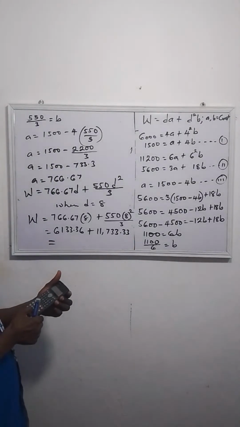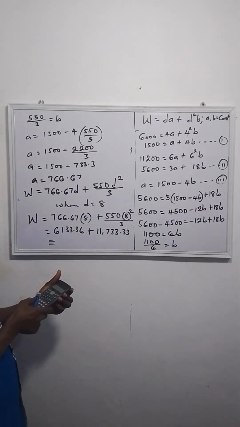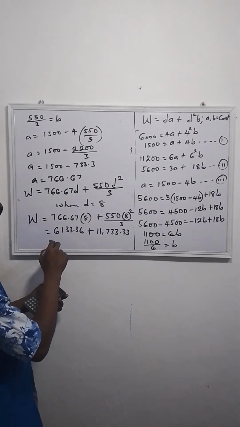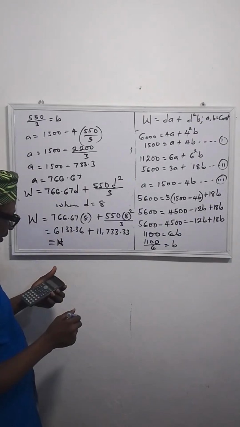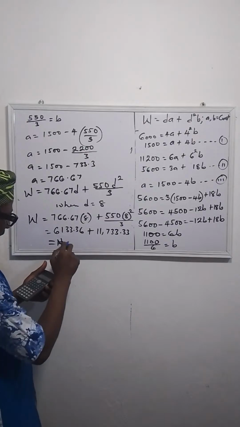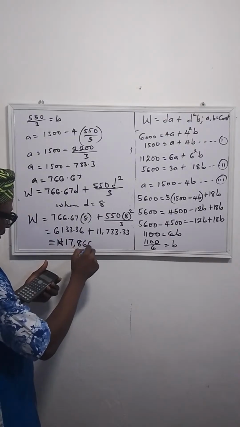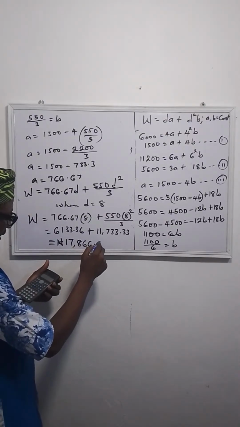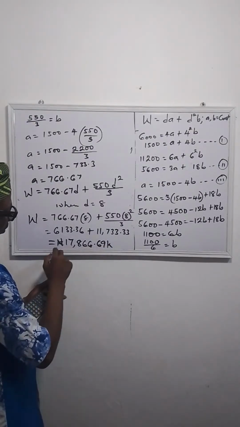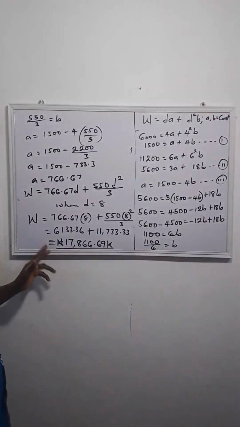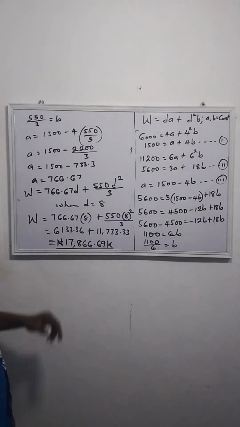So what do we have all together? 6,133.36. Okay, can you do the addition and drop your answer in the comment section? Let's see. Drop your whole answer in the comment section. So what I have here now is 17,866.69 kobo. So this is what we have for the question. So this is the answer. So this is going to be the wages.